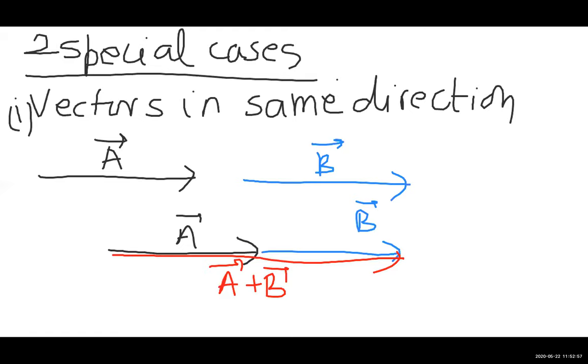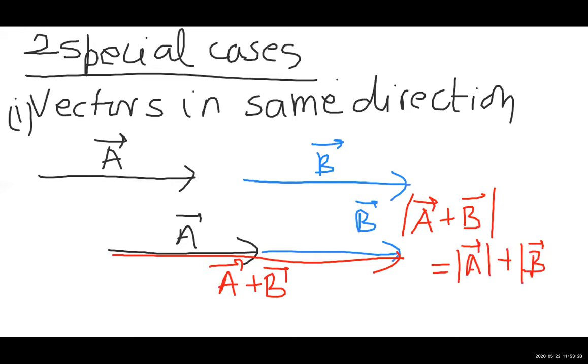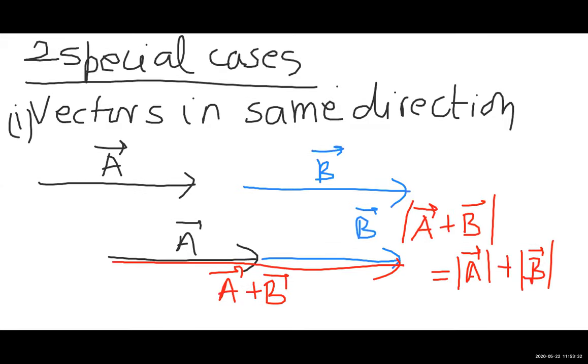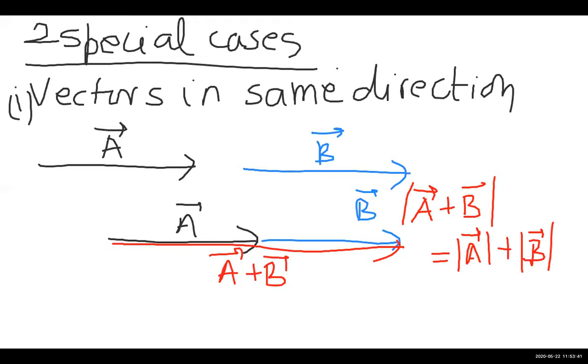Now you cannot call this the triangle law, since I have made three concurrent straight lines. Well, you can call it the triangle law too, because the method I used is the same, right? So let's not call it anything. Let's just call it a special case. So when two vectors are in the same direction, then the magnitude of the vector A plus B is equal to the magnitude of the vector A plus the magnitude of the vector B, right? So you must get very, very comfortable with this notation. This is the most important thing.